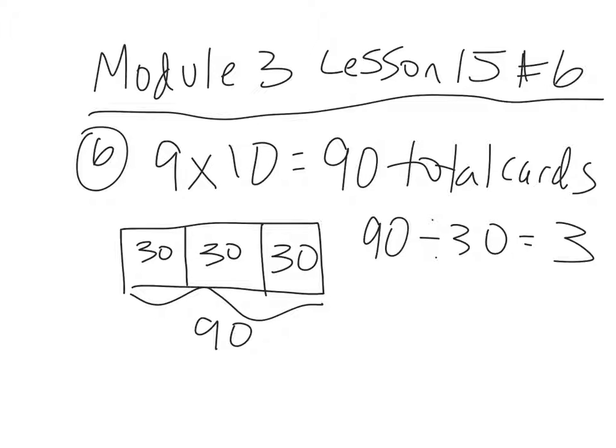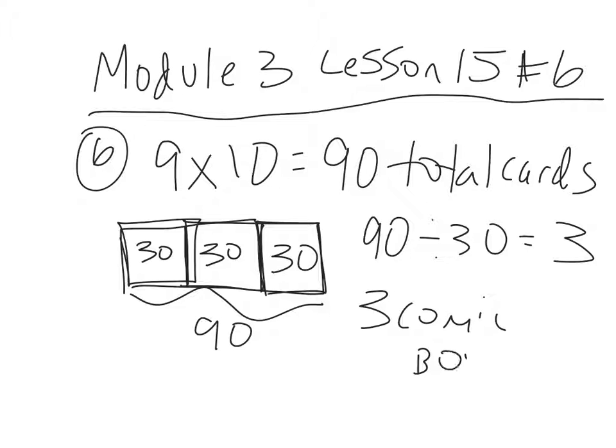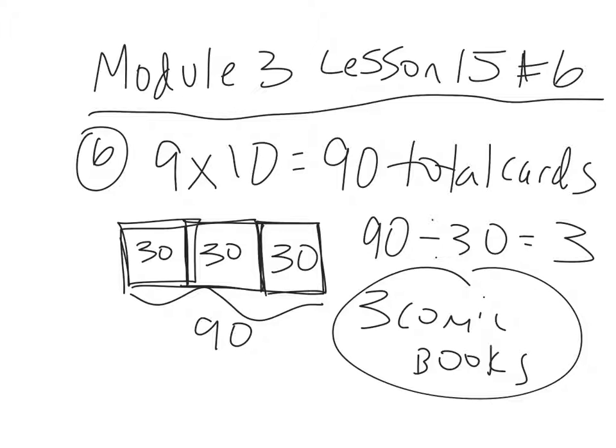So there's your 3 comic books. Each one of these sections is a comic book. Comic book 1, comic book 2, comic book 3. So the answer is 3 comic books, because the question is asking how many comic books can he get.